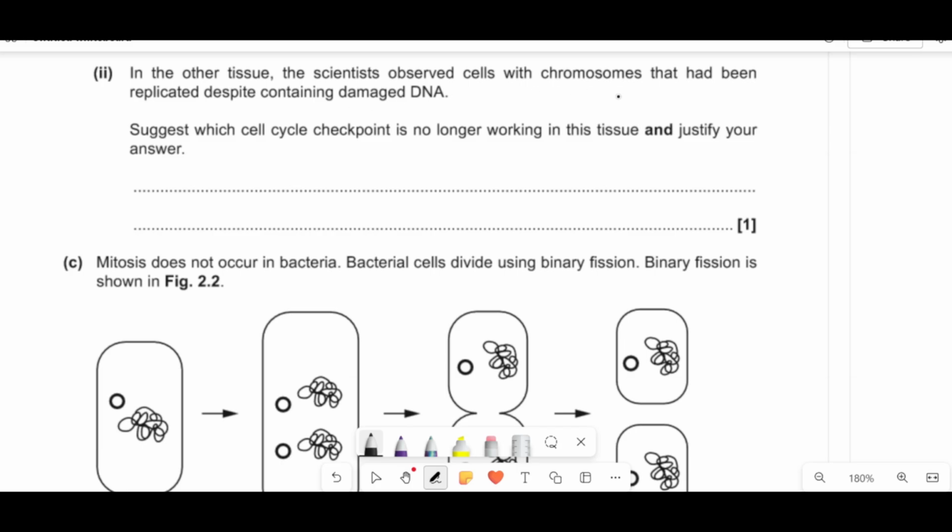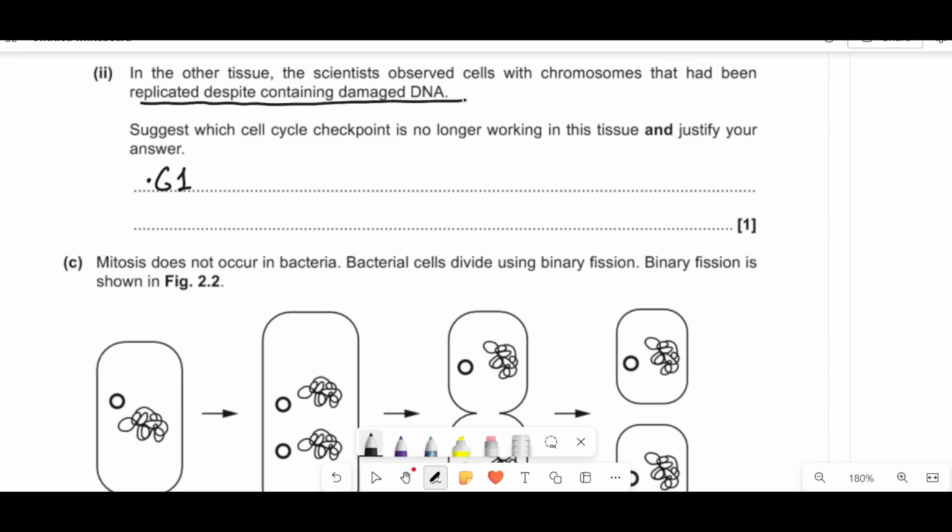So the fact that they're able to replicate is because they were able to get to S, and once they've done S, it's just checking whether it's replicated successfully here, if that makes sense. The G2 one can't really check very much else. So G1 checks that the DNA you've got is fine to move on to S that replicates, whereas G2 checks the replication was fine.